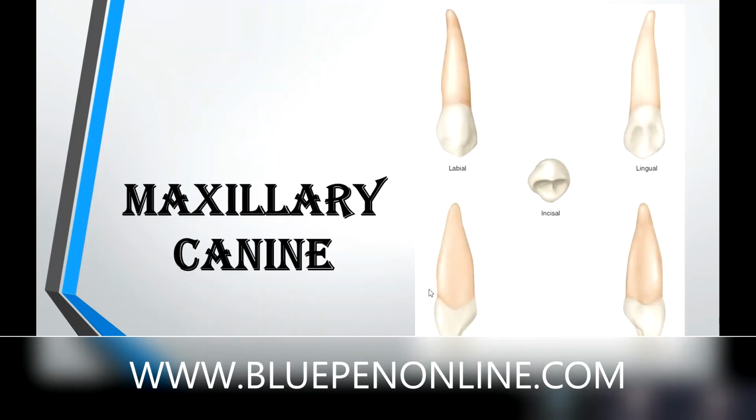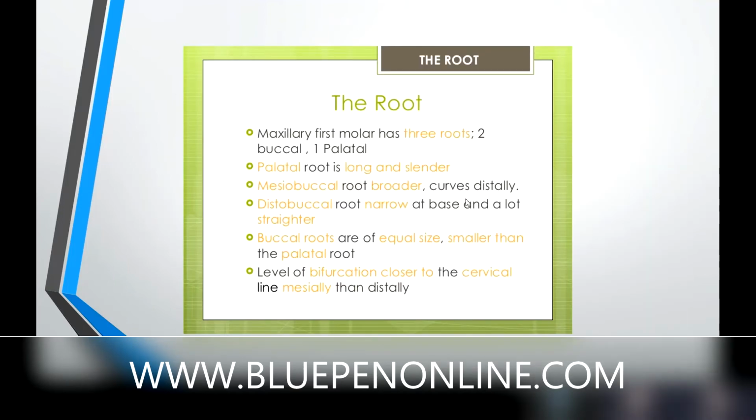And we have to write this exactly like this in the answer, ma'am? When it comes to the root, what you have to write is: maxillary first molar has three roots. Second point, it has mesiobuccal, distobuccal, and palatal roots. Name the roots in the second point. In the third point, palatal root is long and slender. Fourth point, mesiobuccal root is broader. You have to remember.